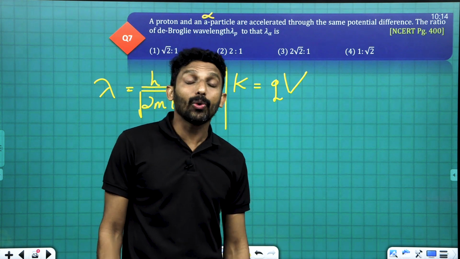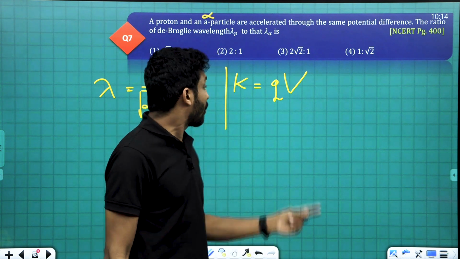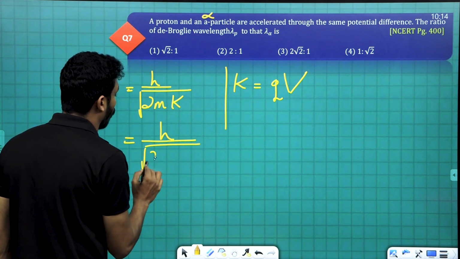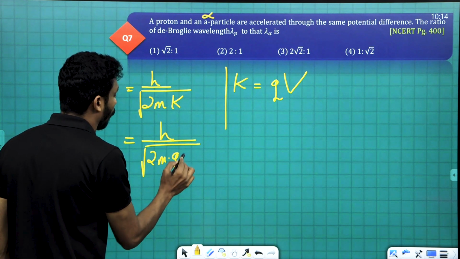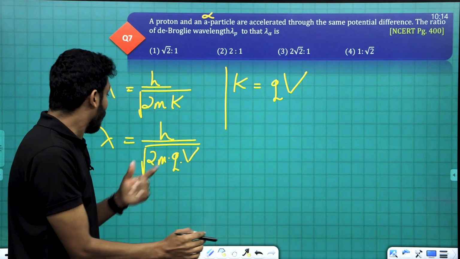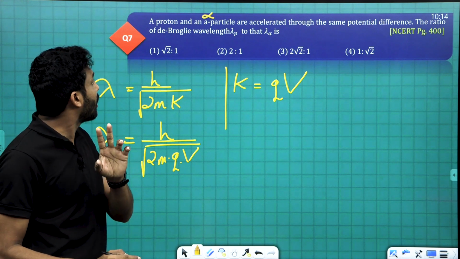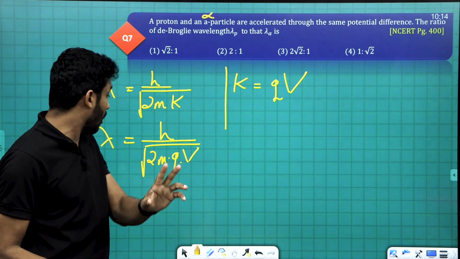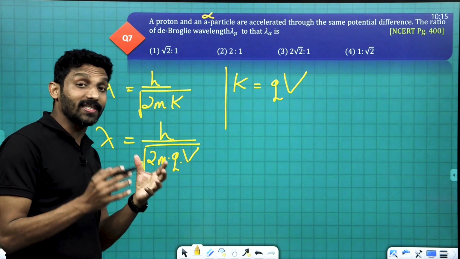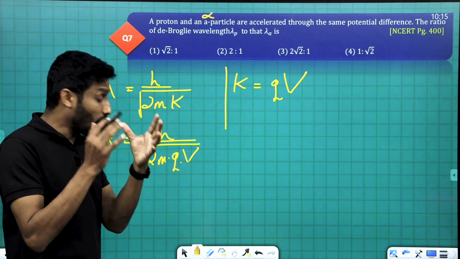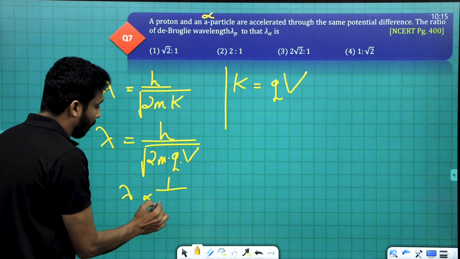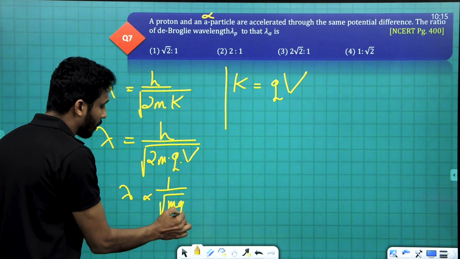Kinetic energy, qV. This is equal to h divided by root of 2mqV. This is lambda. Clear? Now in this question, h is the same for both proton and alpha. Mass is different, charge is different, potential difference is the same. So in this question, lambda is proportional to 1 by root of mq.